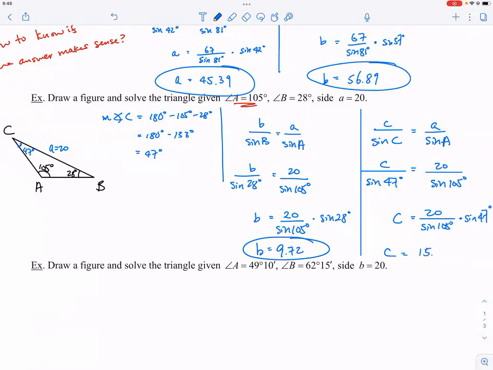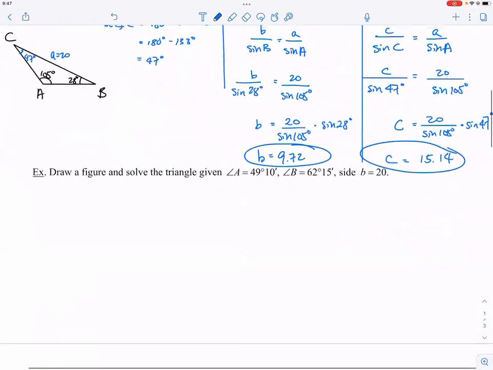And C is 15.14. Okay, so does it make sense that side C is longer than side B? Yeah, it makes sense because angle C is bigger than angle B. So your side C should be longer than side B. So that's how you check the validity of your triangle. It's just got to make some sense. Angle being greater, the side has to be longer.